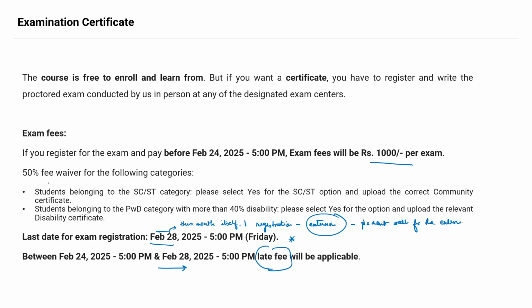Also, there is an approximately 50% fee waiver for those belonging to the SC category and the PWD category, which is people with disability. Obviously, you'll have to submit a proof, and only then can you avail that fee waiver.